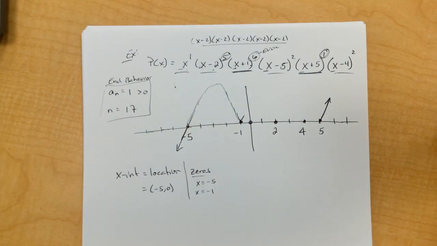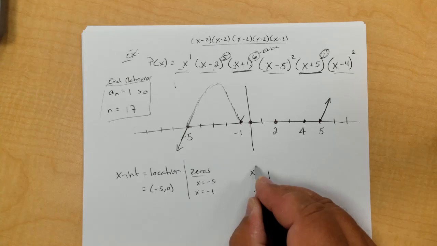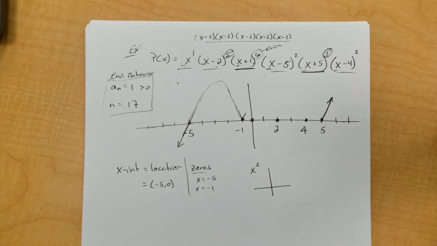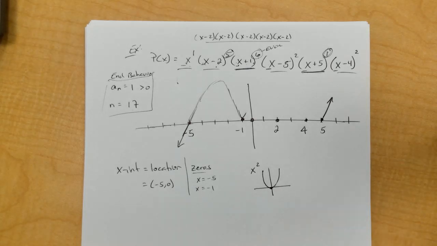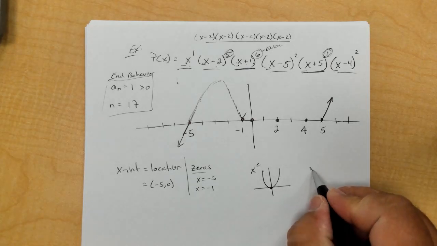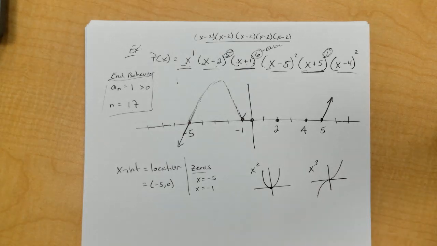If you ever forget, what does the graph of x squared look like? It bounces off 0. x cubed looks like this. It crosses. So that's where it all starts from.